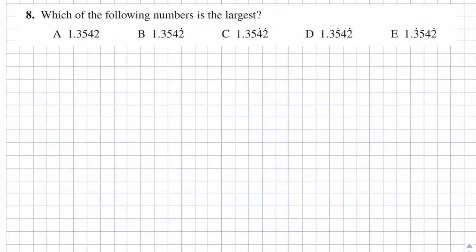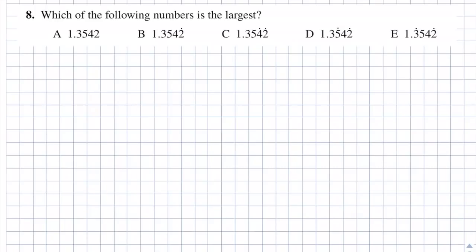Question 8, which of the following numbers is the largest? We got answers as A is 1.3542, B is 1.3542, where the 2 is a recurring decimal. C is 1.3542, where both the 4 and the 2 are recurring decimals. D is 1.3542, where the 5 and the 2 are recurring decimals. Or we've got an answer of E, which is 1.3542, where the 3 and the 2 are recurring decimals.